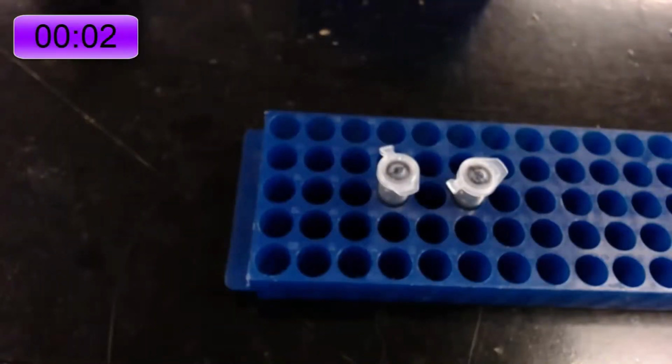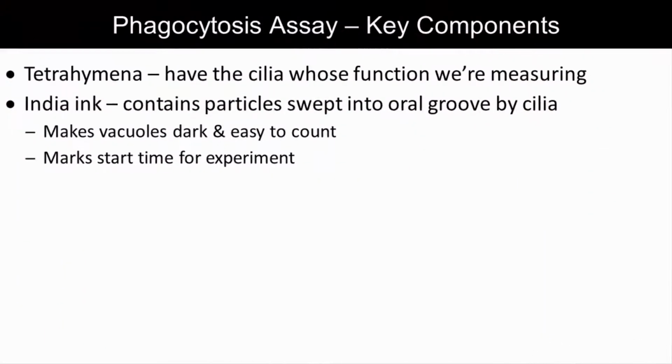While that runs, let me explain a little more about what I just did. First off, why the ink? The ink helps us observe the vacuole formation. India ink is really a suspension of tiny particles. The Tetrahymena will engulf those particles like food and form dark vacuoles that will be easy to see. And by only counting the dark vacuoles, we know we are only counting the number of vacuoles that have formed since the ink was added.